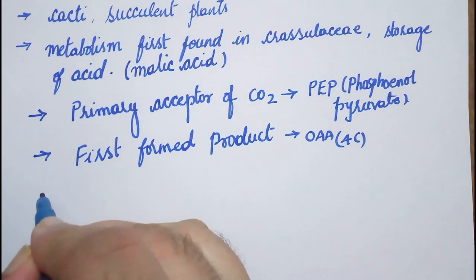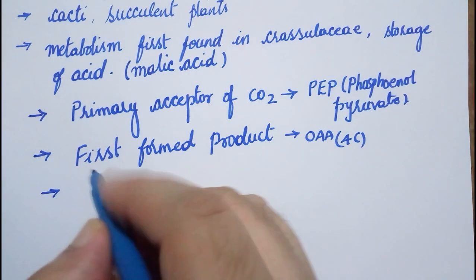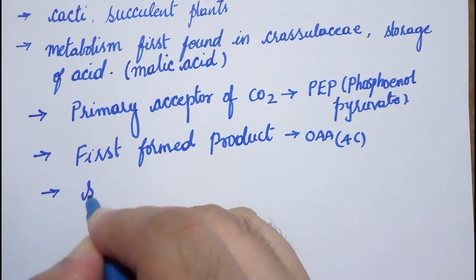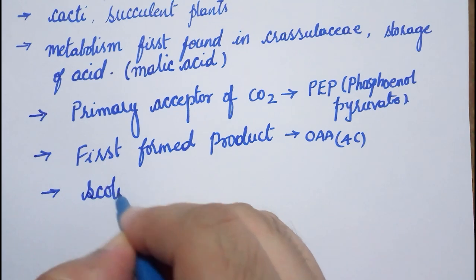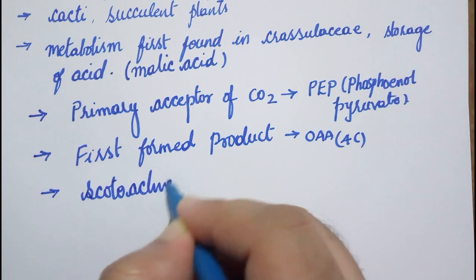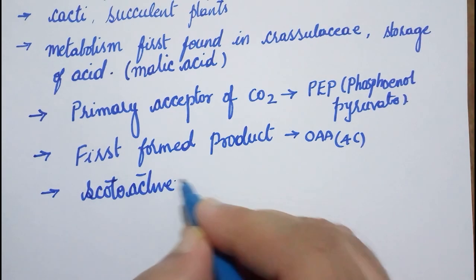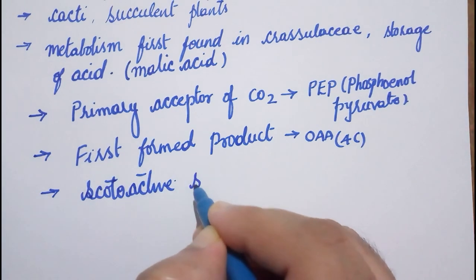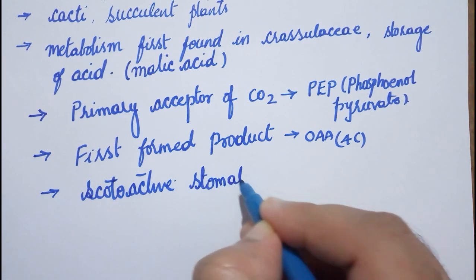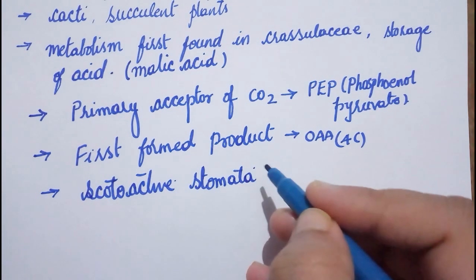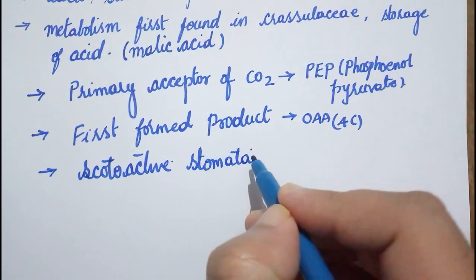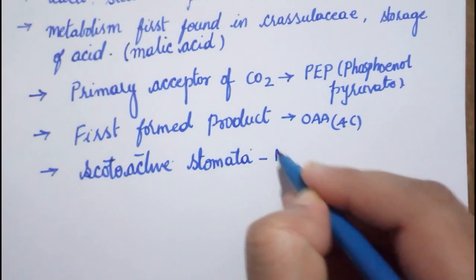In these CAM plants, the stomata present are called scotoactive stomata. What is scotoactive stomata? Stomata that are active during the night time, or stomata which open during the night time, are called scotoactive stomata. And the stomata that open during the daytime are called photoactive stomata. So in these plants, the stomata are open during the night time.